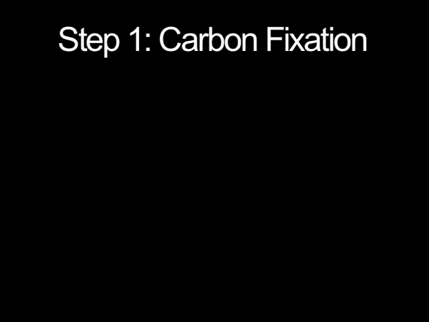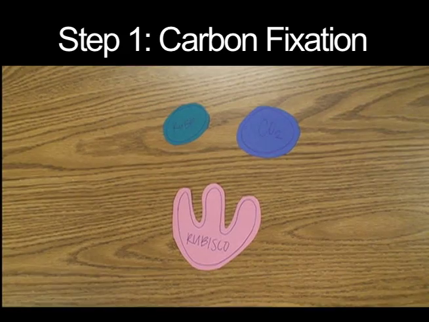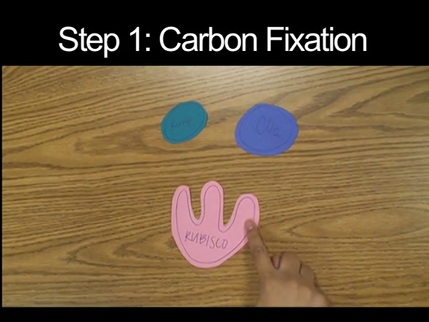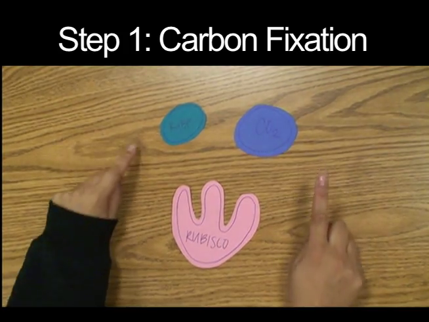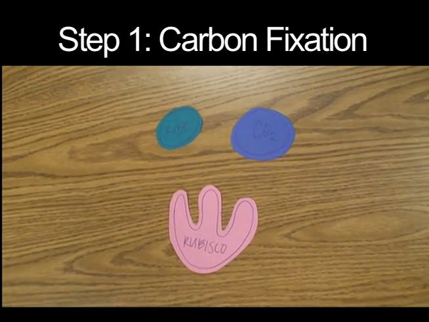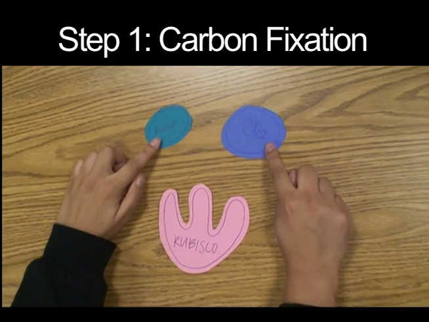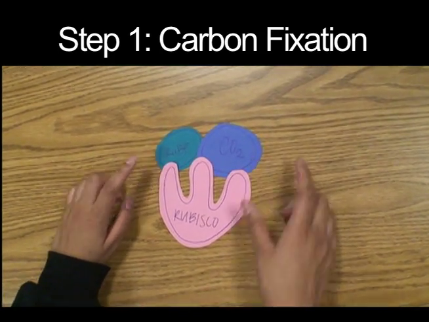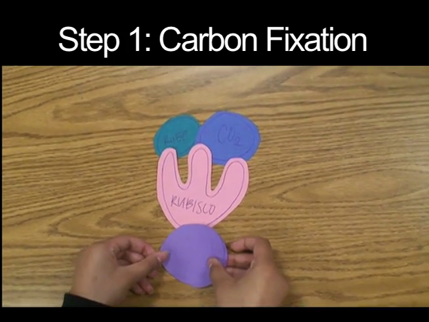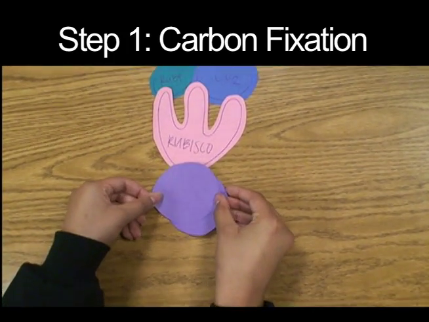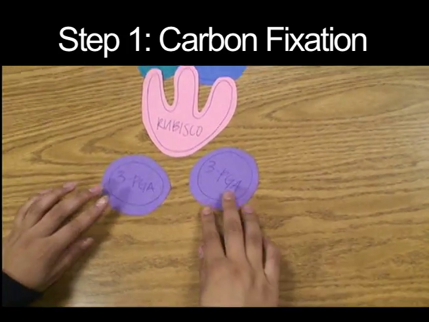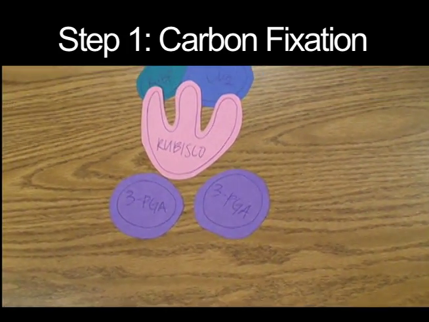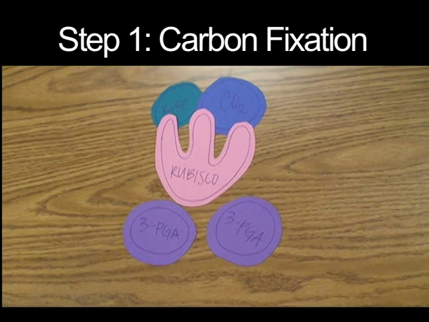Step 1, carbon fixation. In the first step, we've got the enzyme rubisco, carbon dioxide, and RuBP, the 5-carbon sugar. Rubisco helps carbon dioxide, the carbon specifically, and RuBP combine. They create a very unstable product. The product then stabilizes by splitting into 2 molecules of the 3-carbon organic acid known as 3-PGA. Step 1 is complete.